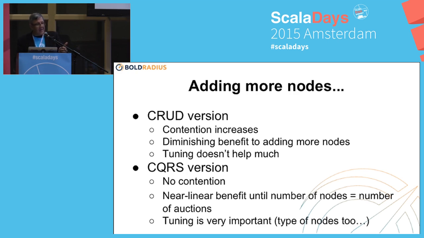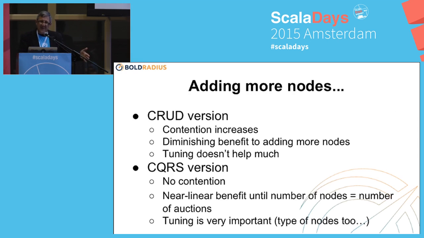On the CQRS version, of course, contention wasn't so much a problem. You get near linear benefit, as I'll show you in a minute, until the number of nodes equals the number of auctions. When you think about it, that means that every node has exactly one auction on it. Well, then adding more nodes won't help. They're sitting there idle, because that's the granularity of our sharding. So we've now sharded to the point where n equals 1, and nothing gets any better beyond that.